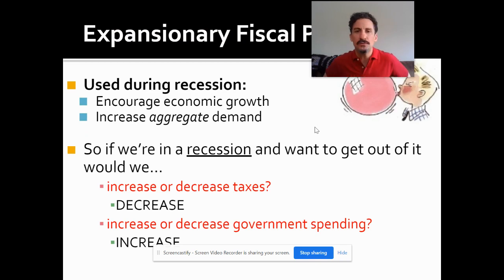So there are two types of fiscal policy. The first is expansionary fiscal policy. When you think expansionary, think expand. We are going to get bigger. In other words, we're trying to stimulate the economy and make the economy bigger. That's what we need to do.